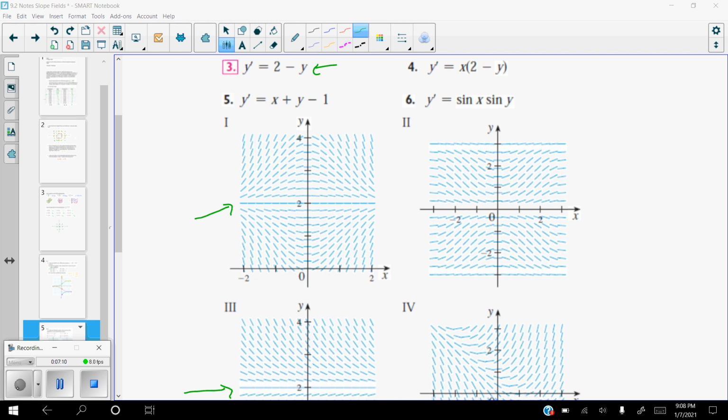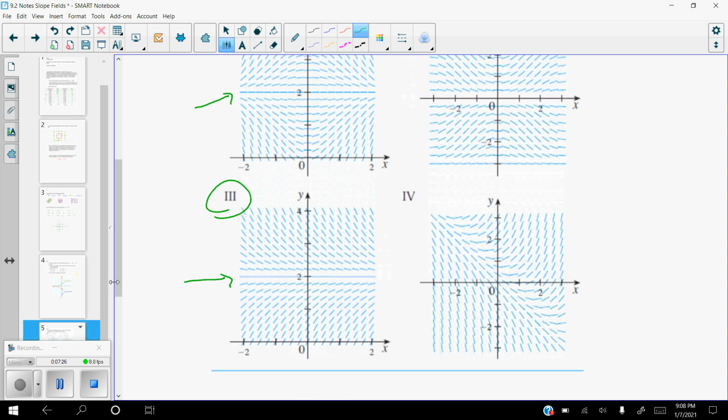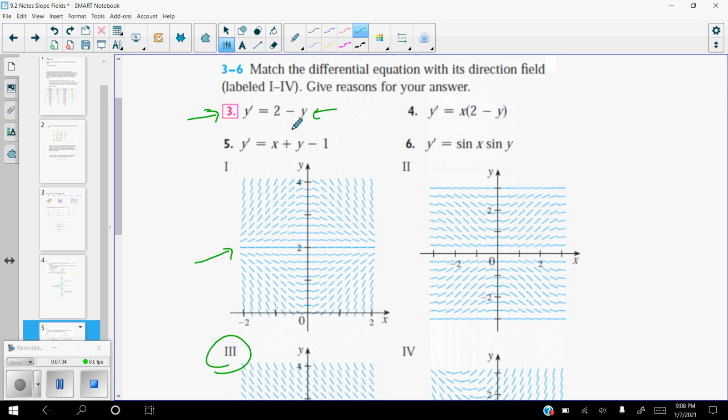Okay, so if I look at graph number 1, the y values above 2 have both positive and negative slopes. According to this, they should only have negative slopes. So it does actually have to be number 3. Because if I look also at number 3, anything below 2, they're all positive slopes. Like every slope down here is positive, which makes sense because any y value less than 2 is going to create a positive value right there. All right, so that's 1 out of the way.